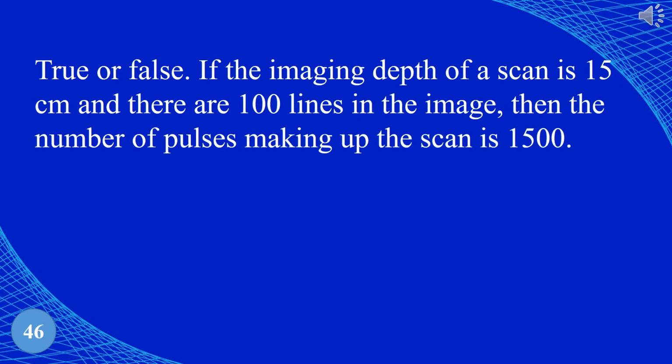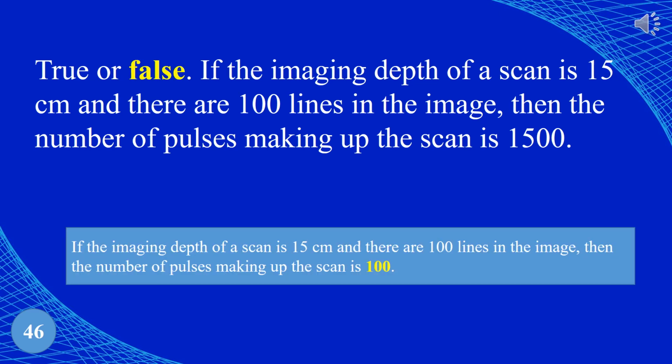True or false? If the imaging depth of a scan is 15 cm and there are 100 lines in the image, then the number of pulses making up the scan is 1,500. The answer is false. If the imaging depth of a scan is 15 cm and there are 100 lines in the image, then the number of pulses making up the scan is 100.